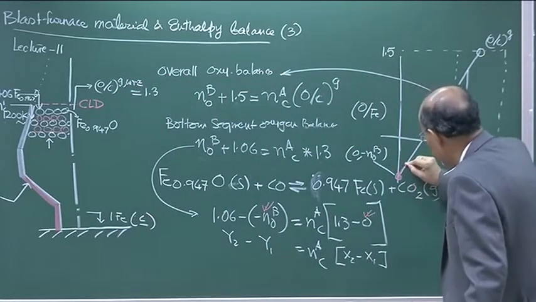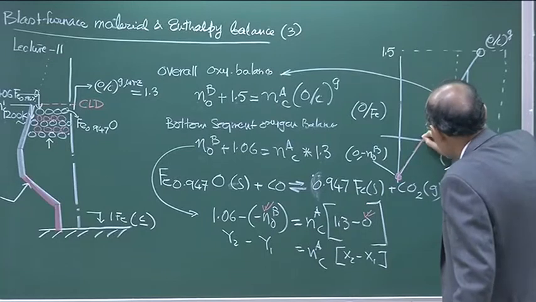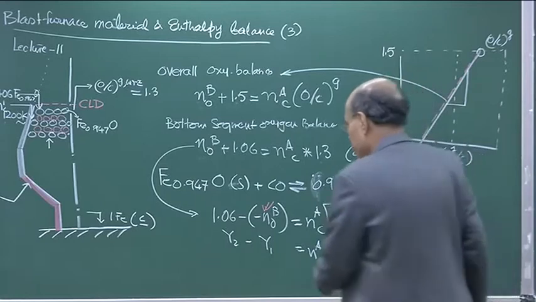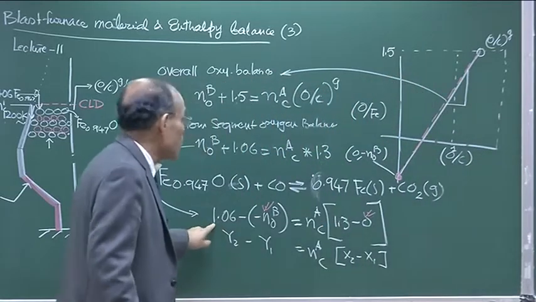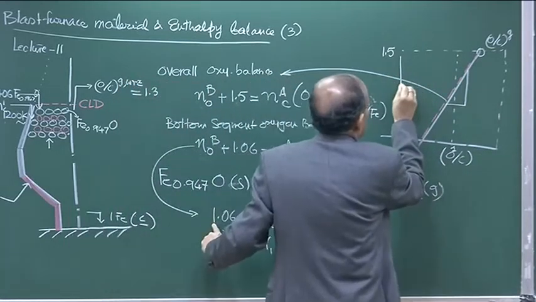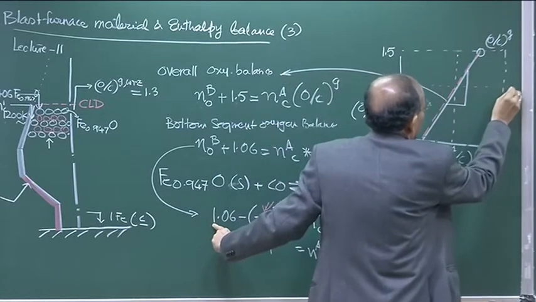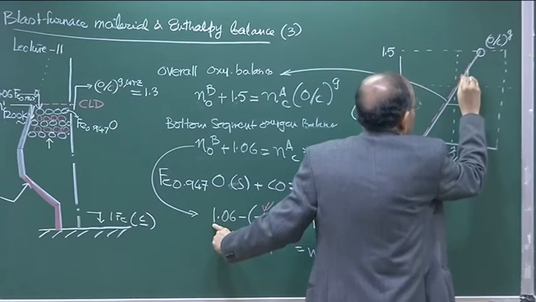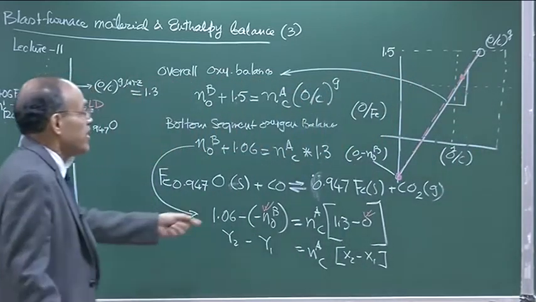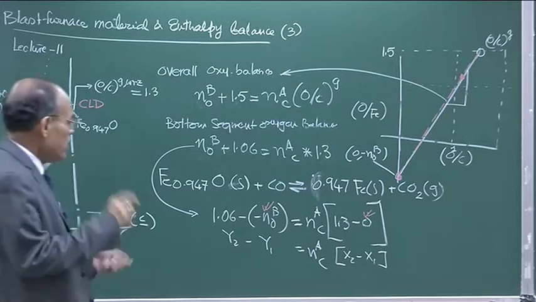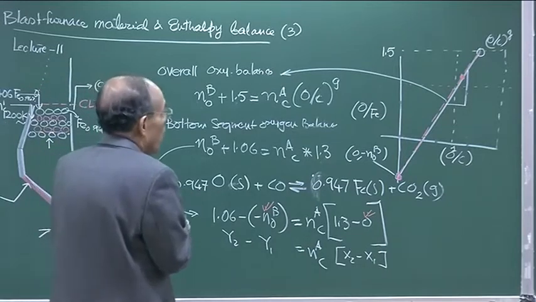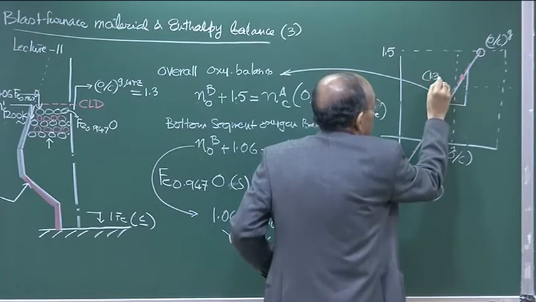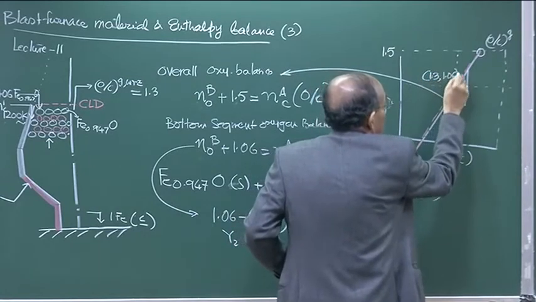So, if one of the points is identical and the slope is the same, that means this essentially represents the same straight line, and hence we can say that there is a sacrosanct point, 1.3 and 1.06, through which the second straight line must pass. So, this point has a coordinate of 1.3 O by C on x and 1.06.